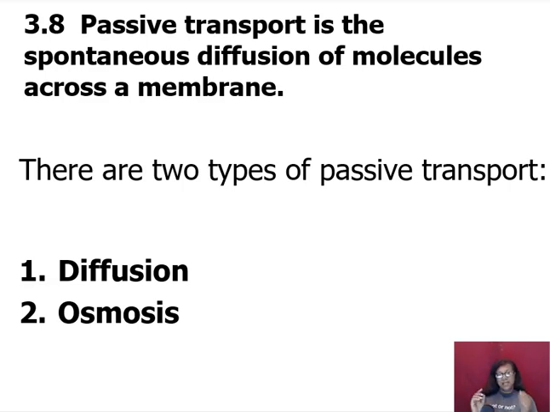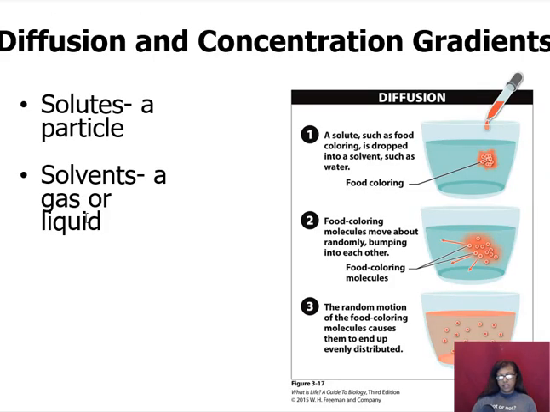But here's how to think of it very simply. When I'm talking diffusion, I'm talking about the movement of particles. When I'm talking about osmosis, I'm talking about the movement of water. Okay? That's how you can keep the difference between diffusion and osmosis clear in your head. Diffusion, movement of particles. Osmosis, the movement of water. Okay? So now let's look in depth at what each of these means.